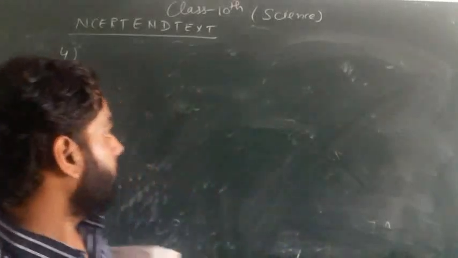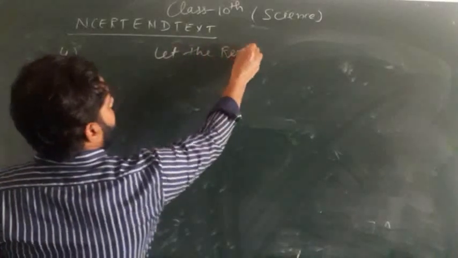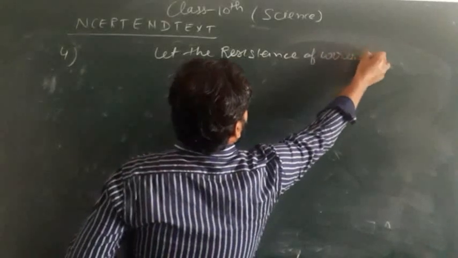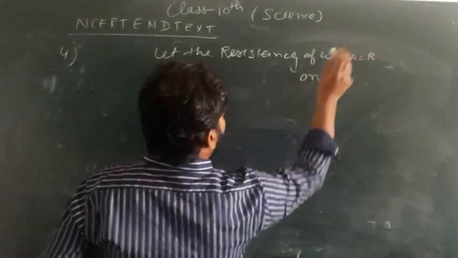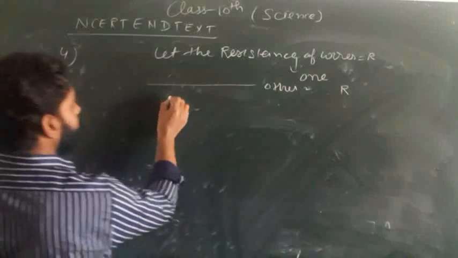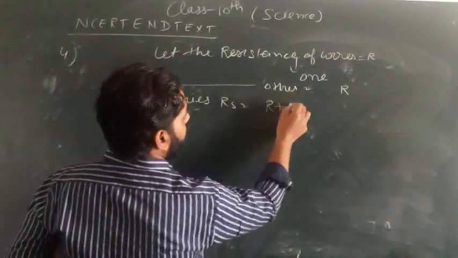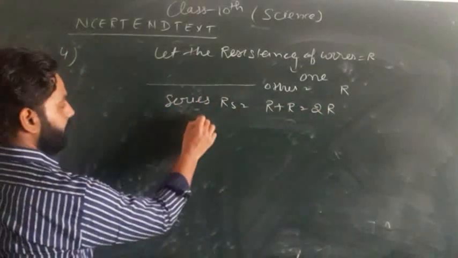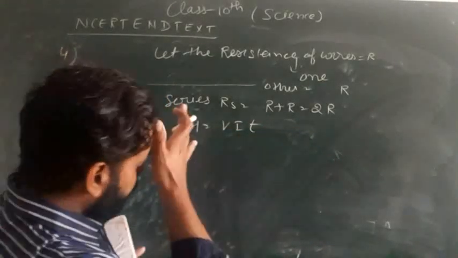So simple, let the resistance of one wire be R, and similarly the resistance of the other wire is also R. First they are connected in series, so RS is equal to R plus R, that comes out to be 2R. Now we have to find the heat. Heat is equal to VIT.